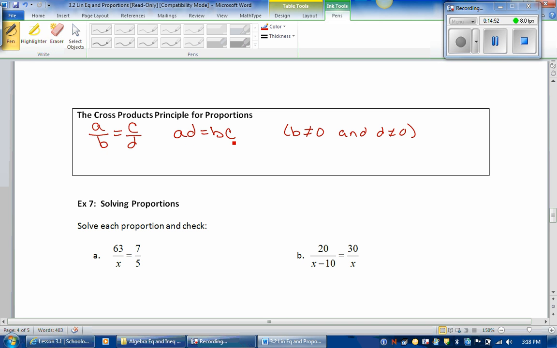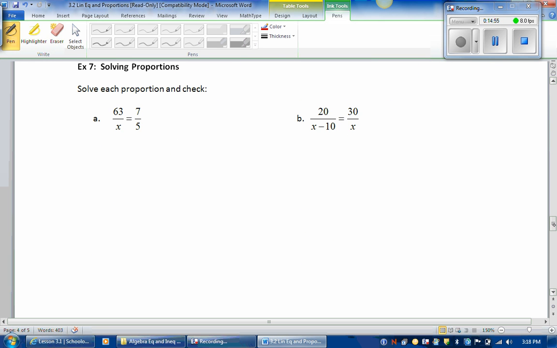So let's try our hand at some cross multiplication. We're going to cross multiply, right? 63 times 5 equals 7 times x. 63 times 5 is 315, and that's going to equal 7x. Then we solve for x by dividing by 7. So x is 45. And that's it.